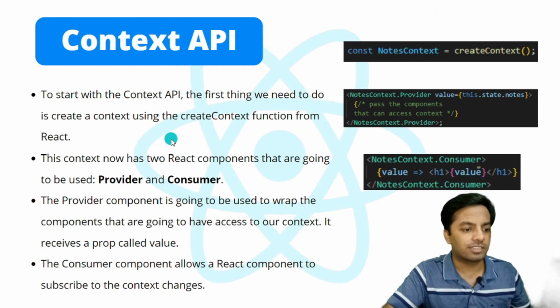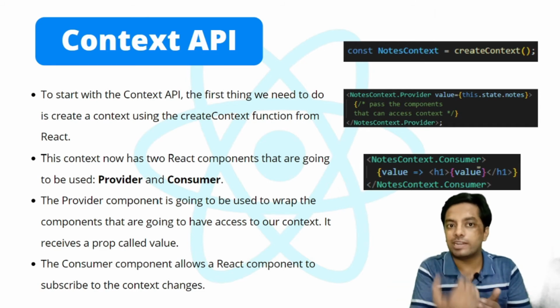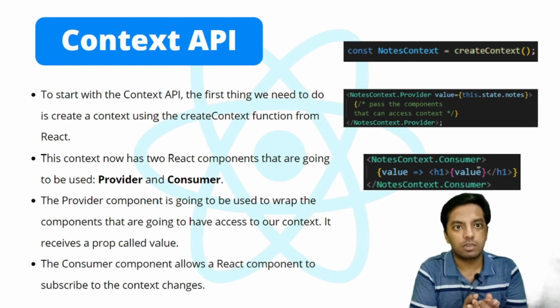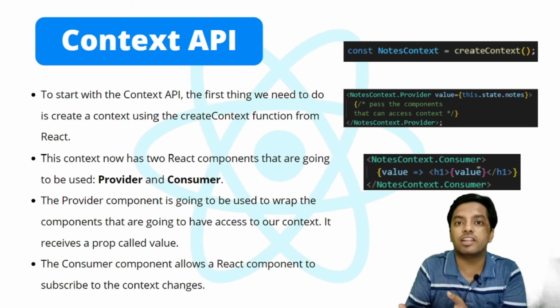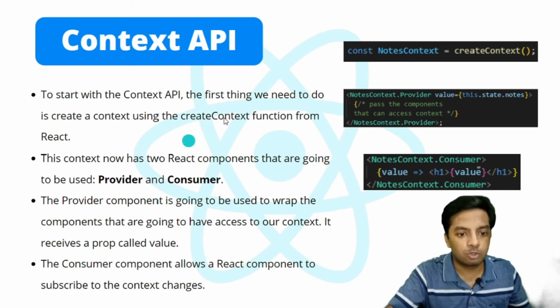Now this context has 2 React components that are going to be used, a provider and a consumer. So we are providing a value. In order to provide the value, we need a provider and we also need a consumer to consume that value. The value that we have passed, a consumer needs to be there in order to consume it. Otherwise, there is no need of passing the value if there is no consumer.